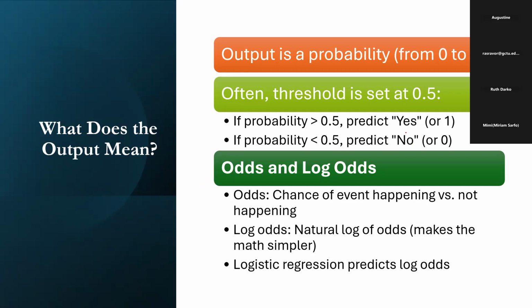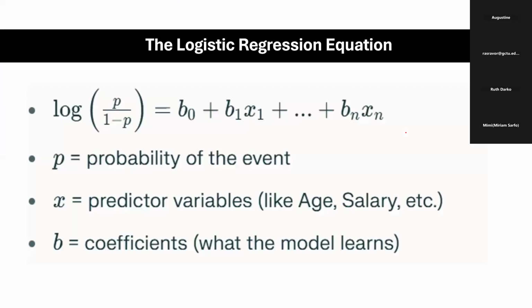We've talked about the threshold, the odds, the chance, the logistic. This is what the output means. Again, the logistic equation is given by this.